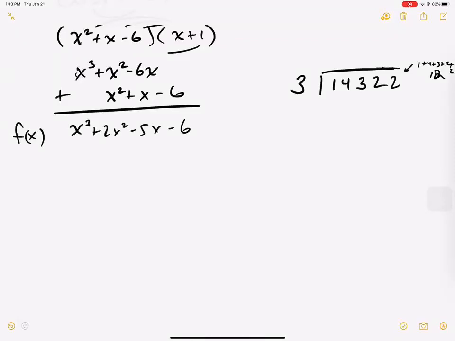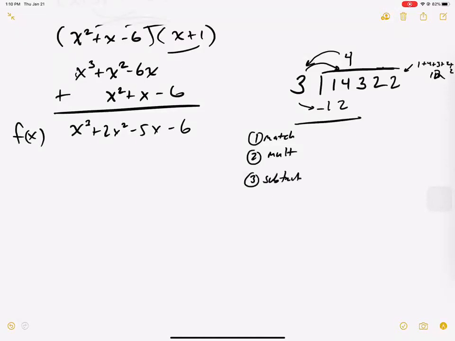All right, first step. Can we match 3 to 1? Nope. So can I match 3 to 14? Yes. The closest thing we can get is 4. So we match, we multiply downward to get a 12, and then we subtract. These are our 3 steps. We match, we multiply, and then we subtract. So these are the 3 steps to long division. And no matter how you learn long division, you're always going to follow these 3 steps.